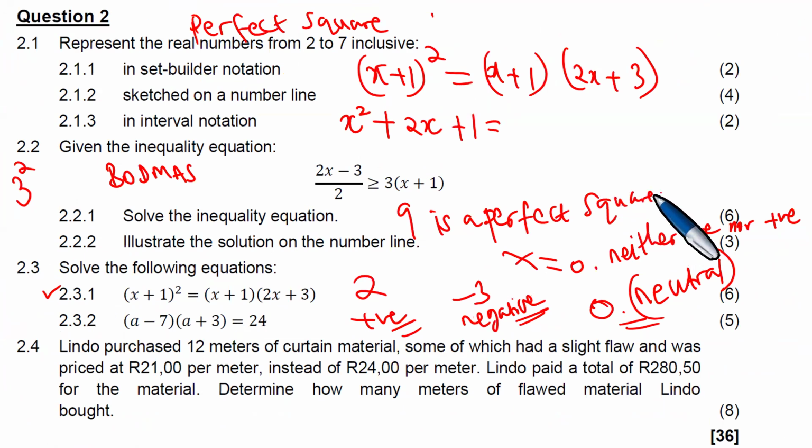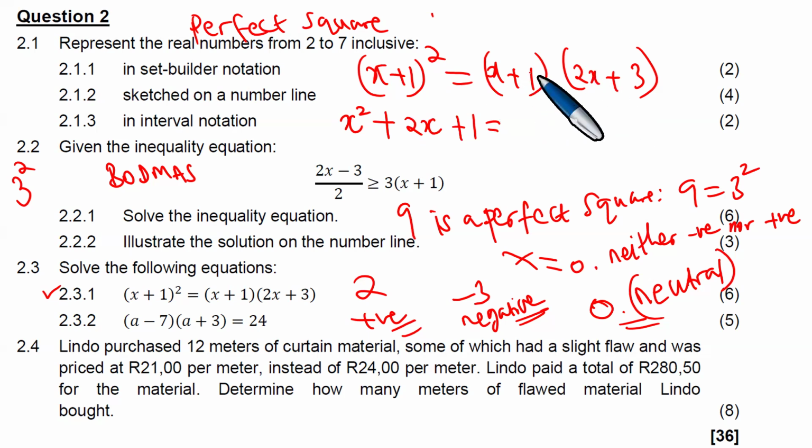Why is 9 a perfect square? Because 9 is 3 squared. So because 9 is 3 squared, it is a perfect square. All right, we continue. So we're done with the left. Then we deal with the right.